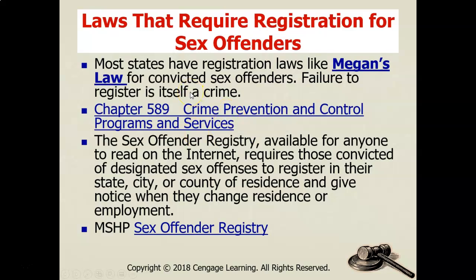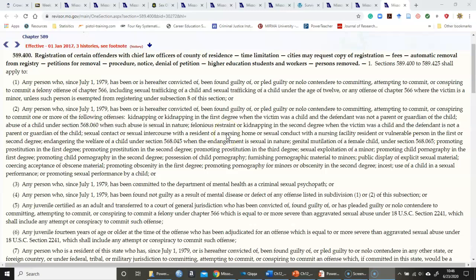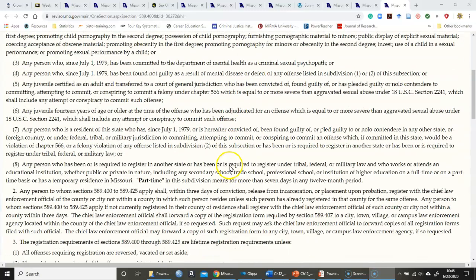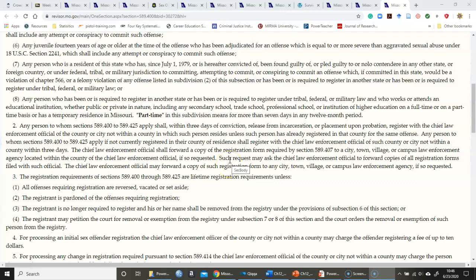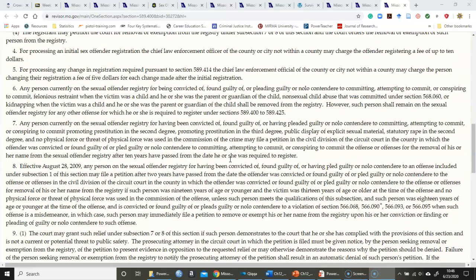Further, laws that require registration for sex offenders. Most states have registry laws like Megan's Law for convicted sex offenders, and Missouri does have one of those. That falls under Chapter 589, registration of certain offenders with the chief law enforcement officer. So when we start looking at these chapters, that's what we're actually seeing, where these people have to register, under what conditions they have to register, and then giving some descriptions. And this is a fairly in-depth statute as far as who has to do what and when.